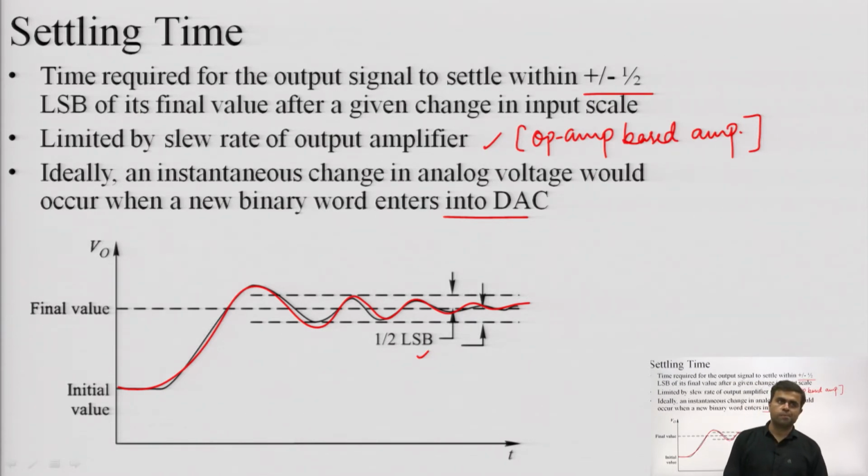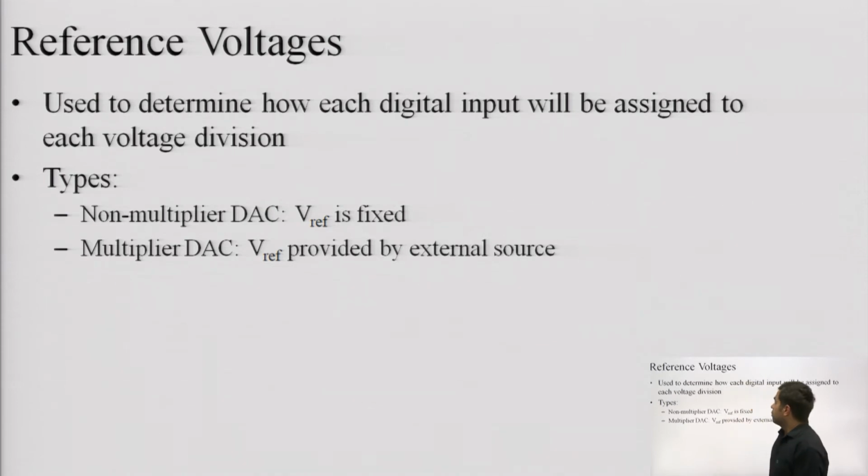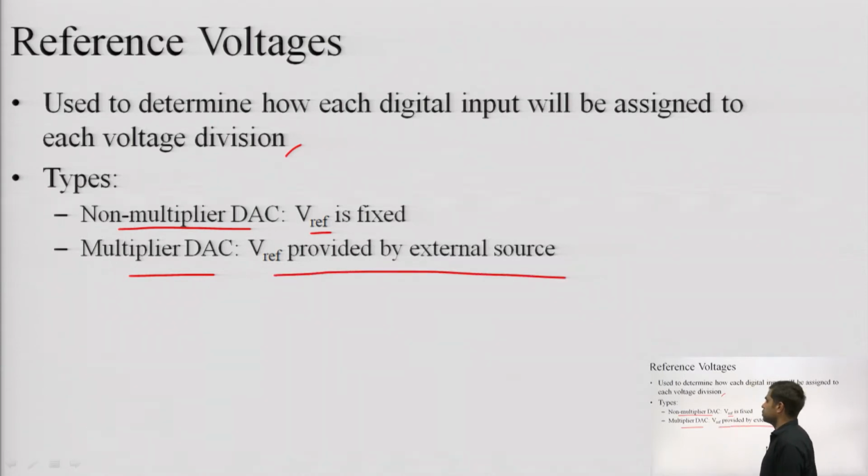a stable output. Okay. Now coming to the reference voltages, it is used to determine how digital input will be assigned to each voltage division. Okay. So this reference voltage can be fixed or can be decided by external source. So in non-multiplier type DAC, non-multiplier means one-on-one relation will be there. There will be no scaling factor. And in case of a multiplier type of DAC, V reference will be provided by external source. So this is the reference voltage characteristic.